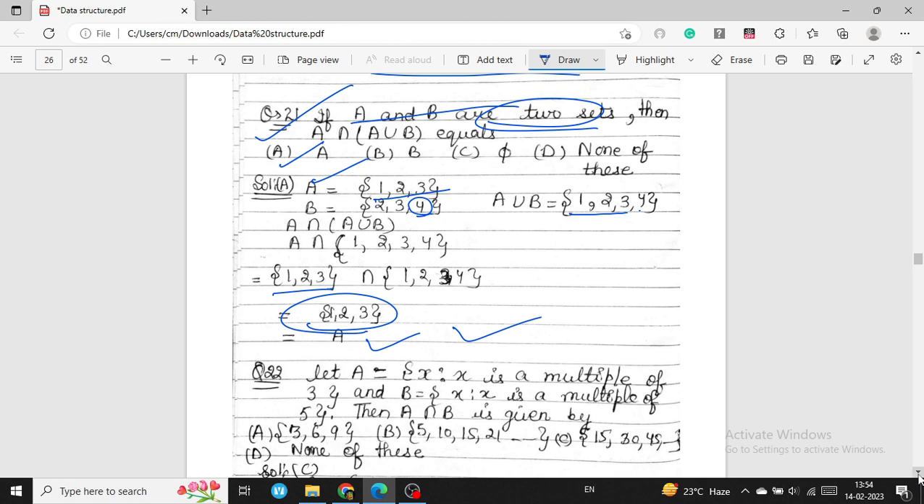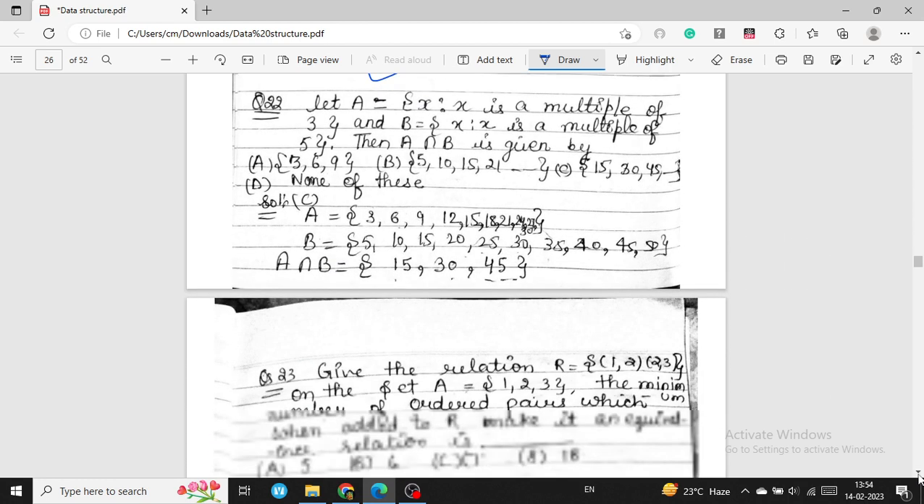Now next. Let A be given, where x is a multiple of 3, meaning in the first set we take the multiples of 3, the 3's table, and in set B we take the multiples of 5, because in the question they said x is a multiple of 5. After that we have to find A intersect B.